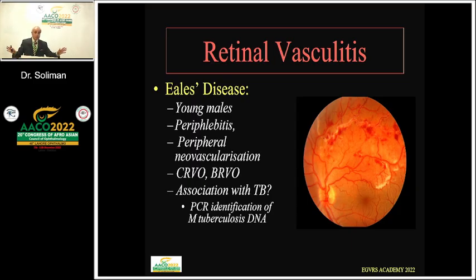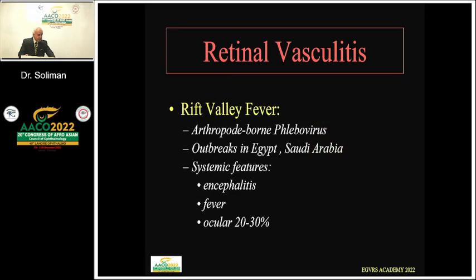So this is an absolutely normal patient, usually male, and they present with an occlusive form of vasculitis, mainly periphlebitis with peripheral neovascularization, sometimes with an aggressive form of fibrosis and tractional retinal detachment, and a lot of vitreous hemorrhage as well. It has been associated with TB. Yes, some of the DNA fragments have been identified by PCR in some of those patients. Some of them just present with a central vein occlusion or a branch retinal vein occlusion.